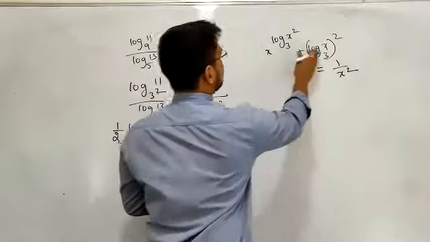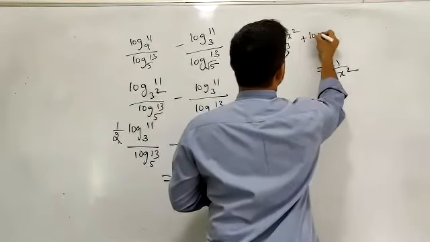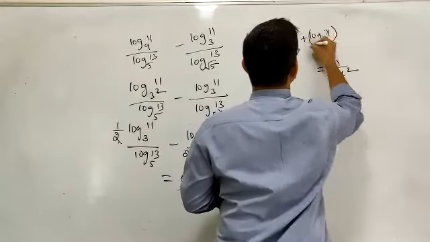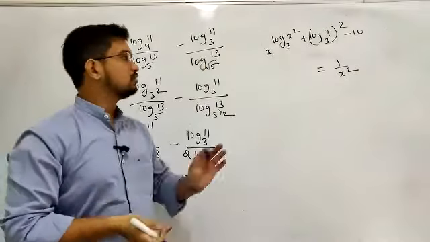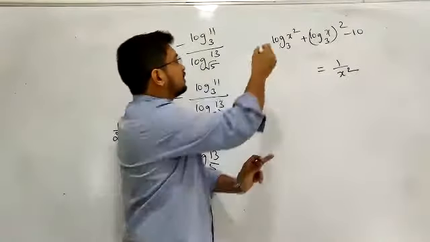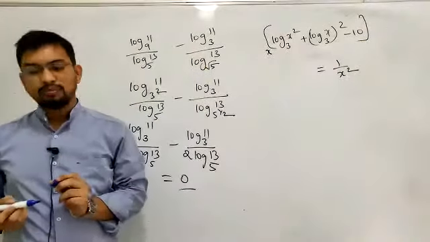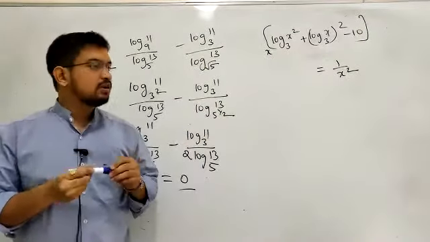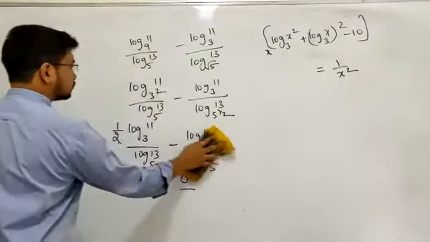Sorry, this is entirely in the power. Plus log x base 3 whole square minus 10. This is entirely in the power. Please modify that question, I'm sorry. This is x power, and this entire thing is in the power. It's motam power lo undi. So that's your question. Please try solving that. Time is 1 minute.